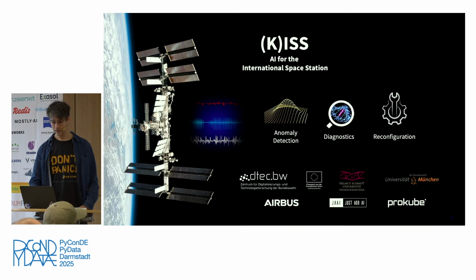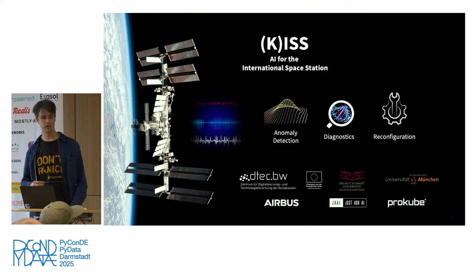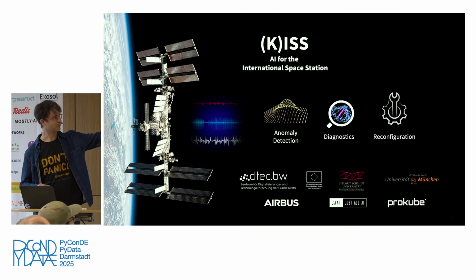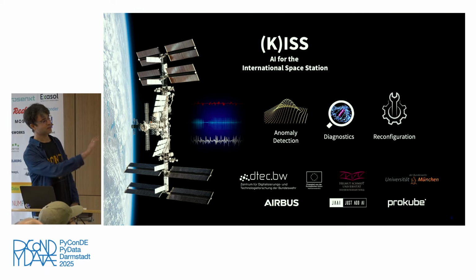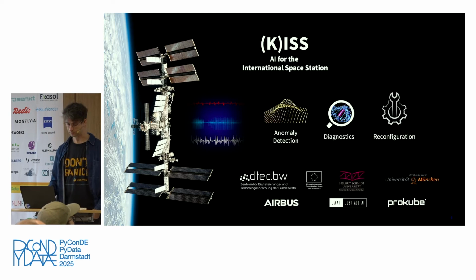So let's quickly talk a bit about what KISS is. It's künstliche Intelligenz, so artificial intelligence for the International Space Station. There we are doing anomaly detection, diagnostics, and reconfiguration for the European part of the International Space Station, which is a so-called Columbus module. Unfortunately, I can't tell you where that is on that image, but it's somewhere on there probably. And you can see there are quite a lot of project partners involved in that.